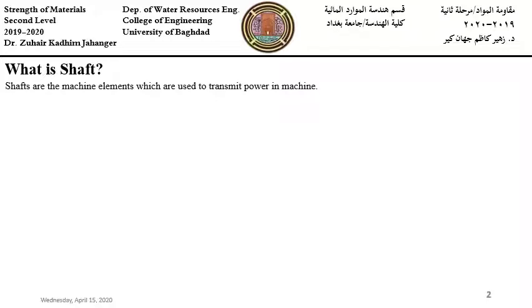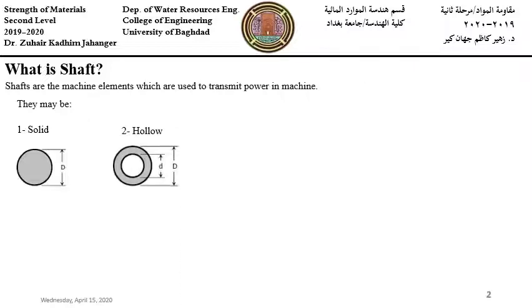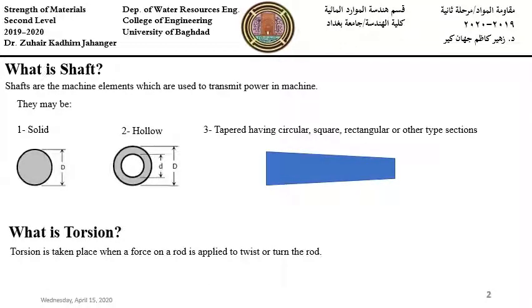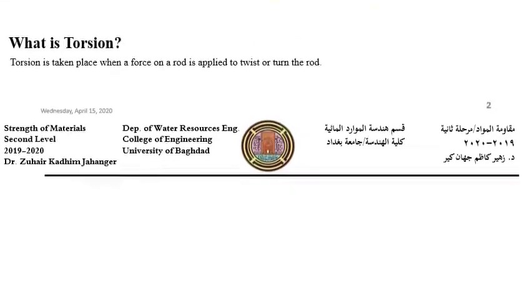Let us review what a shaft is. Shafts are machine elements which are used to transmit power in machines, and they may be solid, as in this figure, hollow, or tapered, having circular, square, rectangular, or other types of sections like this figure. And what is torsion? We said that torsion takes place when a force on a rod is applied to twist or turn the rod, and the amount of twisting is denoted by the angle of twist theta.